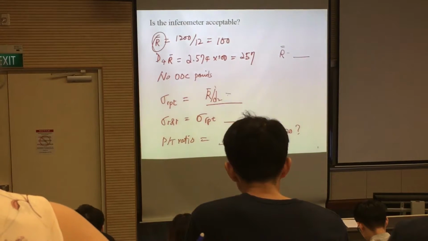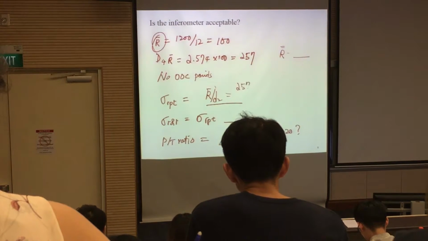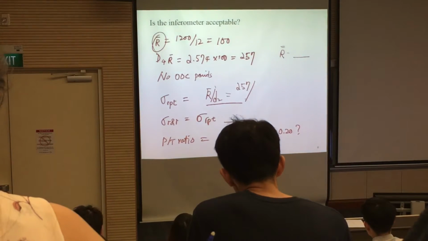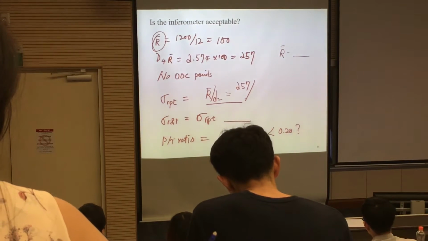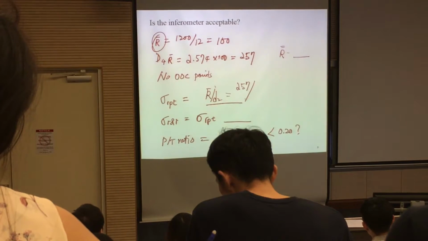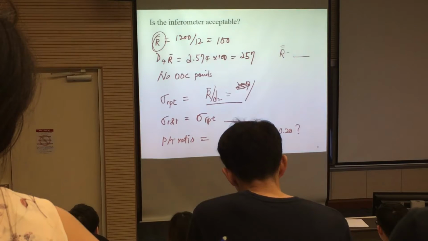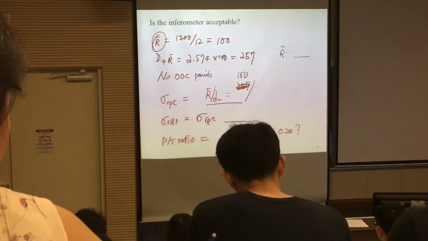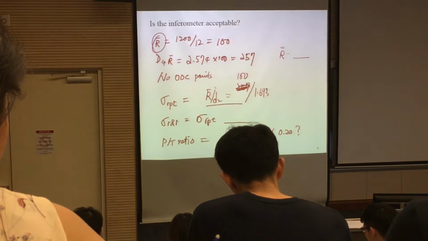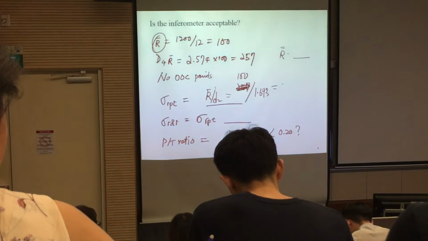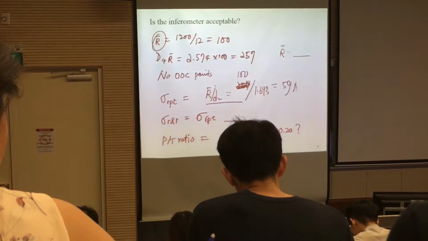So this is equal to 257, right? And then n equal to 3, because there are 3 trials. For n equal to 3, what is the number? This is 1.693, so it's 59, yeah, 59 angstrom, right?